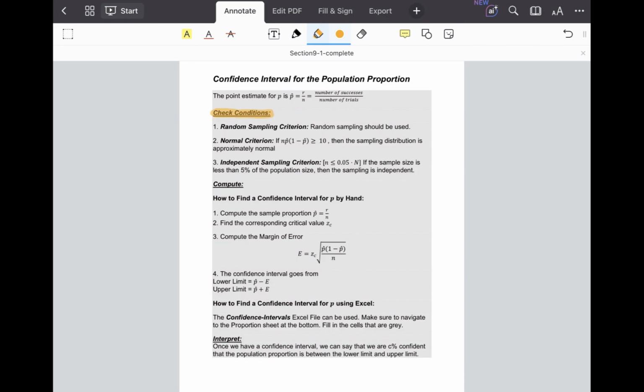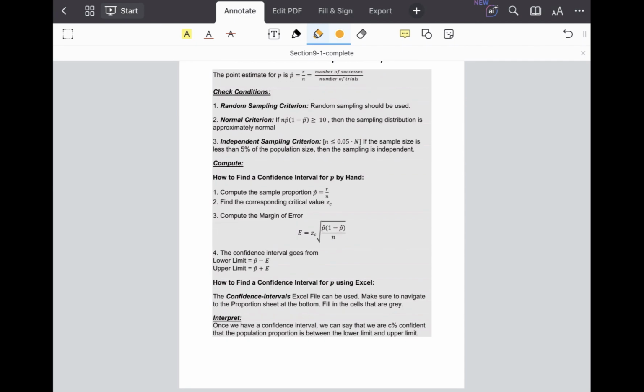But we'll check these 3 conditions, which we had in Chapter 8. The random sampling criterion, which doesn't change from one to another. The normal criterion, which does change from one situation to another. So you have to be careful to use the correct normal criterion. And then the last one usually doesn't change from one to another. It's called the independent sampling criterion, which we talked about in Chapter 8.